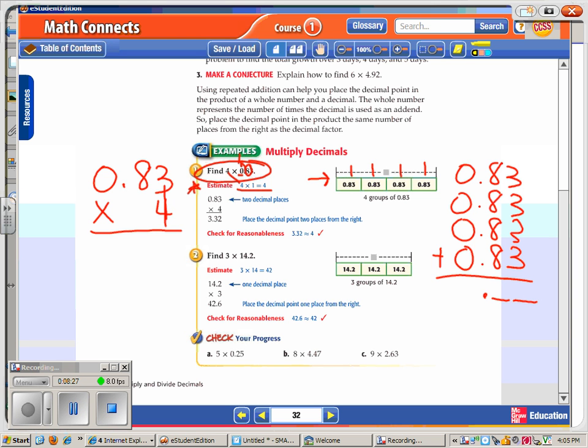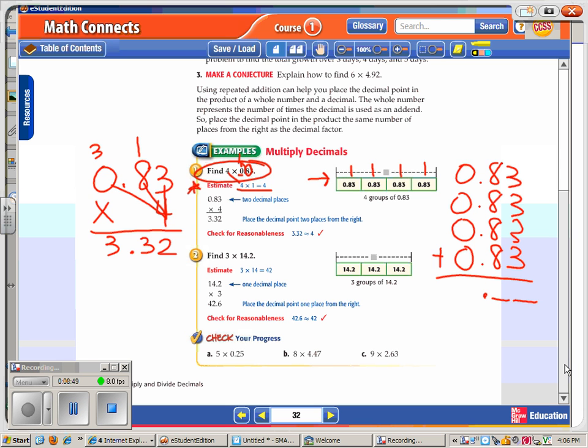4 times 3 hundredths, we have 12 hundredths, so 2 hundredths, and with that we can make a tenth. 4 times 8 tenths is 32 tenths, plus another tenth is 33 tenths. So we have 3 tenths, and then we have 3 wholes. 4 times 0 is 0 plus 3.